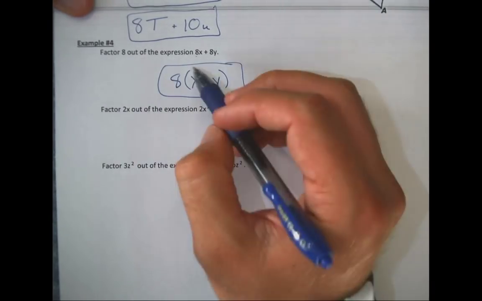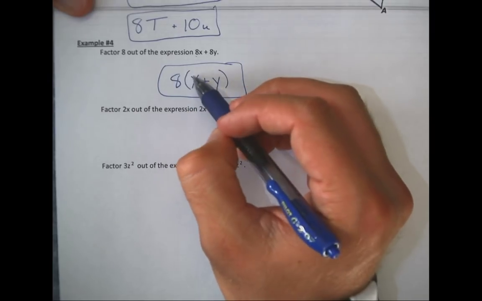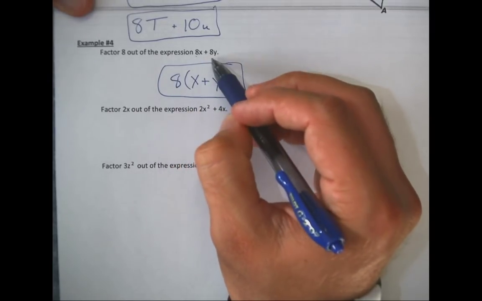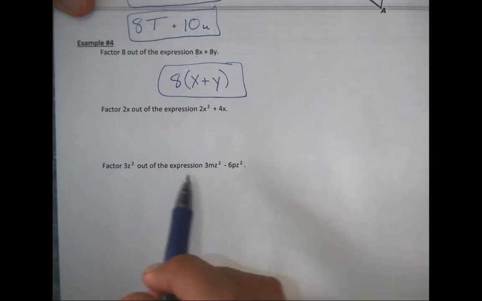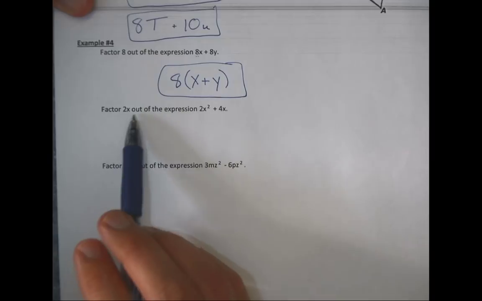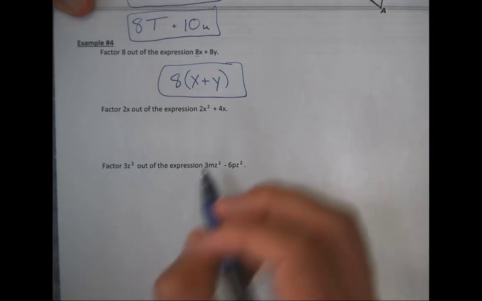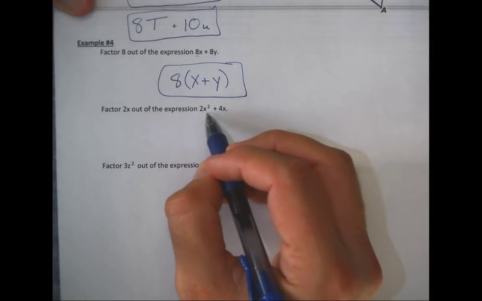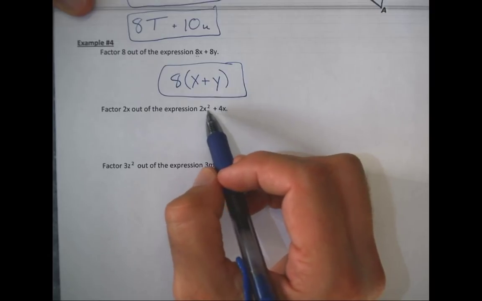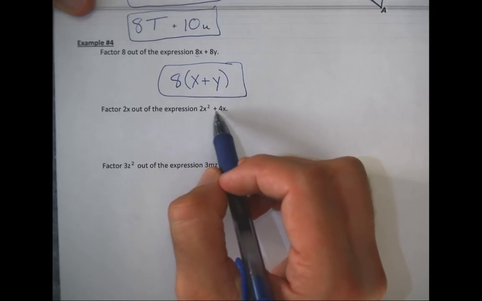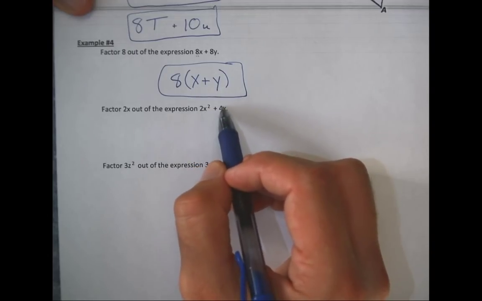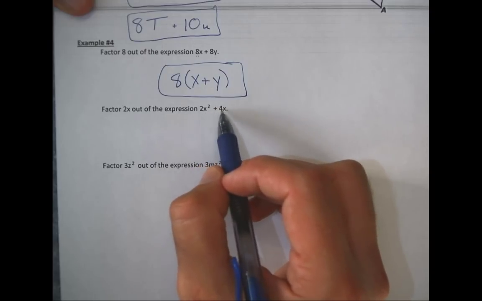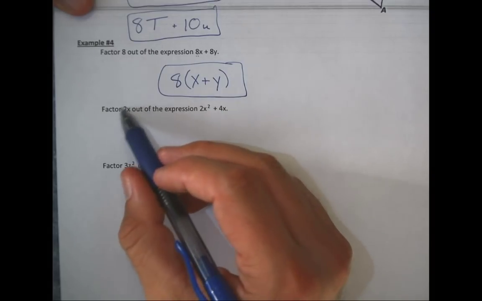If you went backwards and distributed, you can always double check. 8 times x, 8x. 8 times y, 8y. So I reversed the distributive property. Pretty simple if it's just numbers, but what if I'm factoring out a variable? Here's my expression, 2x squared plus 4x. I notice that both coefficients have factors of 2. I can multiply 2 times 1 to get this and 2 times 2 to get this. And I also notice that both of these terms have the same variable of x.